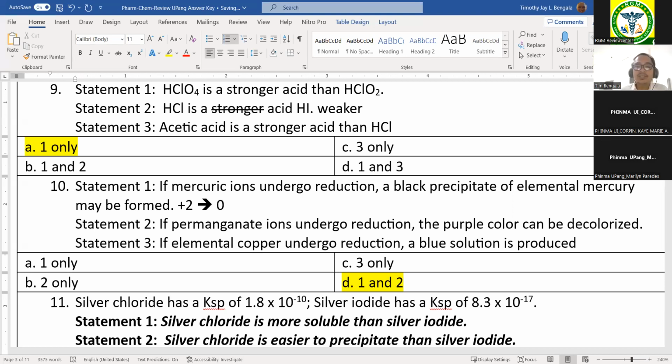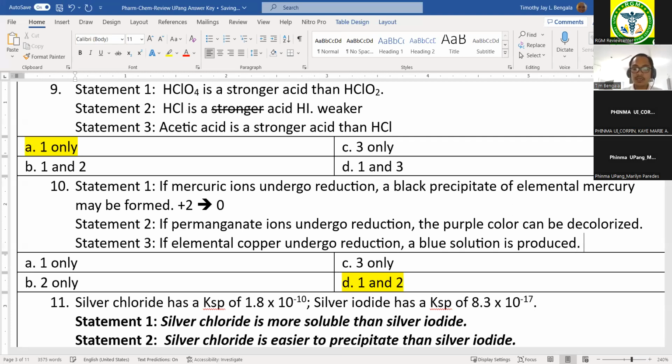If permanganate ions undergo reduction, the purple color can be decolorized. That is correct. So, meron ng tanong no, na related to that. So, reduction yung na-identify nga natin for permanganate. So, statement number 2 is also correct. Lastly, if elemental copper undergo reduction, a blue solution is produced. So, that is incorrect. Because, ang blue, no, so tama naman, ang elemental copper ay 0.